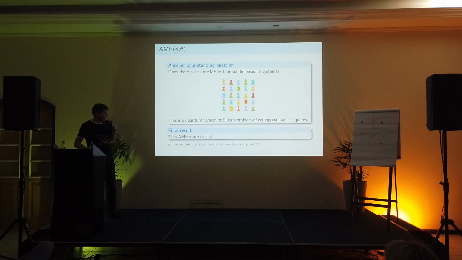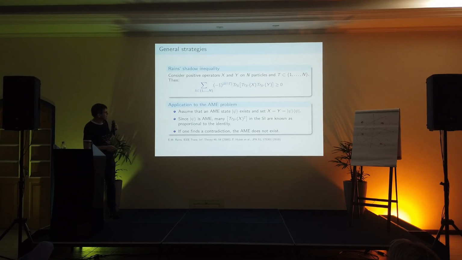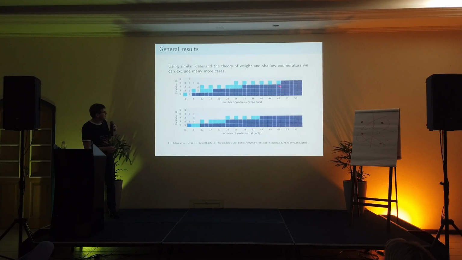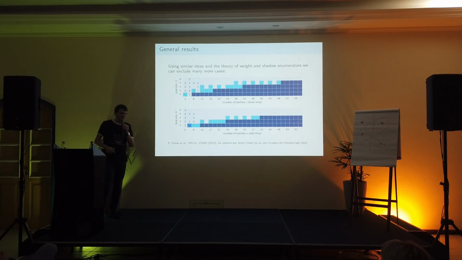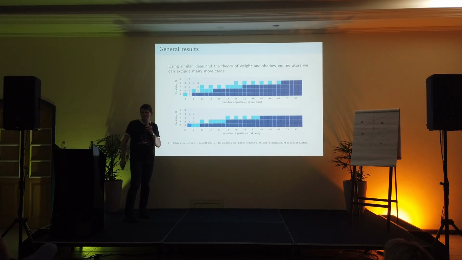Good. One can, of course, look for more general things, and finally, there are tables for the AME states. In the blue entries they can prove they don't exist, and in the others, where there is an E, they exist. You see that this table is a little bit outdated because for 4 particles in 6 dimensions this is empty, but now we know that this one exists.